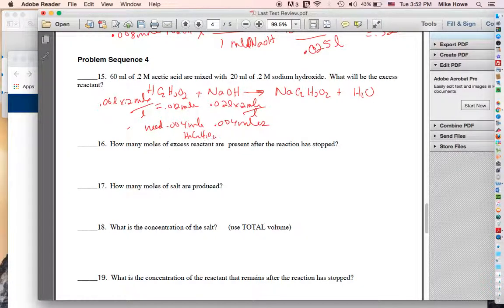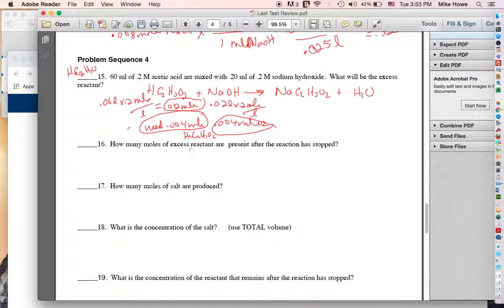Do I have that many moles? Yes, because I've got 0.012, don't I? Okay, so what's the excess reactant? It would be the acetic acid, because I have way more of that than I need. And by that I mean, again, if I were to use all of the sodium hydroxide, given the 1-to-1 ratio, I'm going to need to have 0.004 moles of that. Well, it turns out that I actually have 0.012 moles. So that's more than I need, so that's extra.